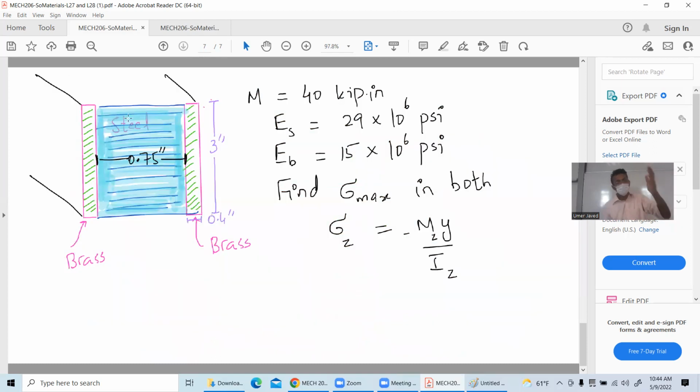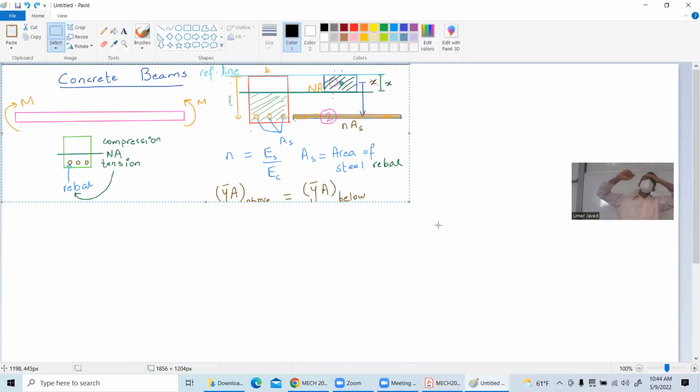Do it yourself. Steel is in the center, brass is on the left and right. It is available in the textbook. Please do it yourself. Oh, this was revision, by the way. Now I will start the new topic. Any questions, any concerns you have? You have to go through this, by the way, please.